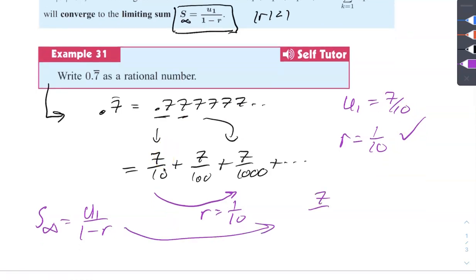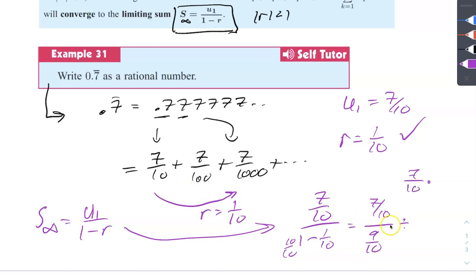So I get 7 over 10 over 1 minus 1 over 10. You can put that in your calculator if you're scared, but really all this is this. The bottom here is 10 over 10 minus 1 over 10, so 9 over 10. The top here is 7 over 10. This is just a divide sign. So we have 7 over 9. That's an ugly 7 over 9.